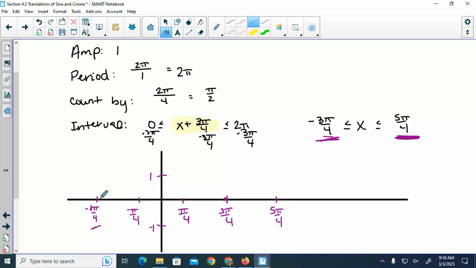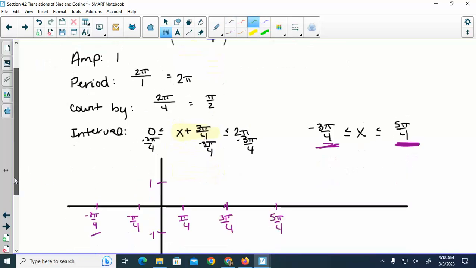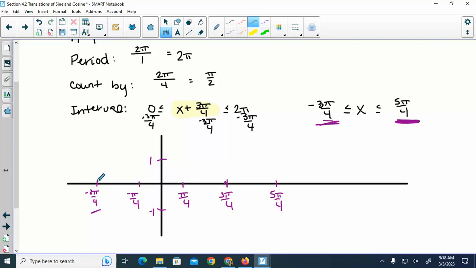And now we're going to draw our graph. So this was a sine. The first point in my interval is when I start, so that was when my graph was 0. Sine goes up first, so at negative pi over 4 you'd be at positive 1. Pi over 4, we're back to 0. 3 pi over 4, you're at negative 1. 5 pi over 4, you're back to 0. So our graph looks like this. Just took it and shifted it over.